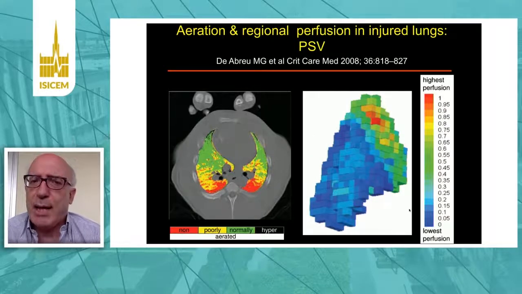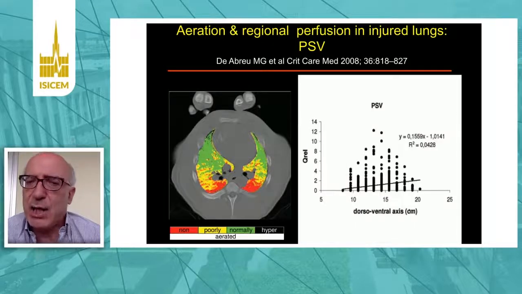Interestingly, when animals are moved towards more assisted mechanical ventilation, in this case pressure support, even if there are no major changes in the non-aerated and poorly aerated lung regions, there was a shift of regional perfusion towards the non-dependent part of the lung. So this indicates that the improvement in oxygenation, moving from controlled to assisted mechanical ventilation, might be due to a redistribution of perfusion from dependent to non-dependent lung regions and not alveolar recruitment.